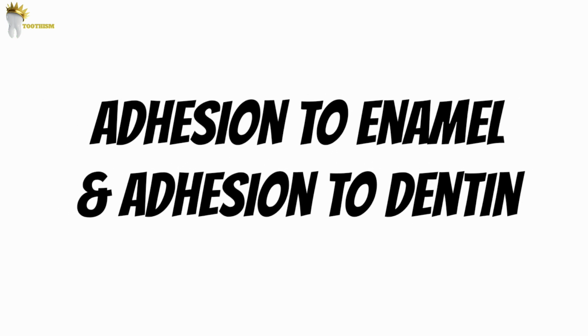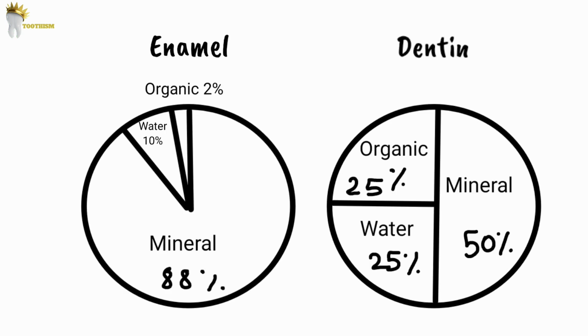Adhesion to enamel and adhesion to dentin is different. You see, enamel is a highly mineralized tissue, so basically the organic content is less than in the dentin. Dentin contains a substantial proportion of water and organic material, primarily type 1 collagen, and it also contains a dense network of tubules that connect the pulp with the dentin enamel junction. Let's understand enamel etching first.